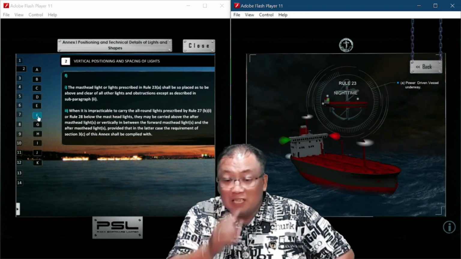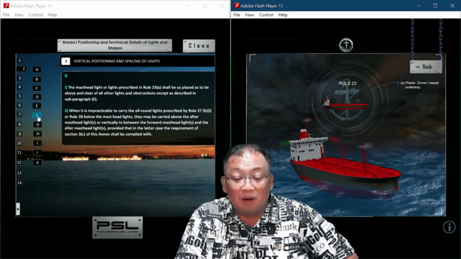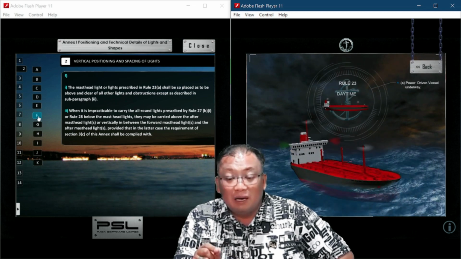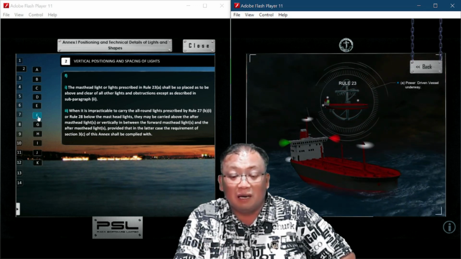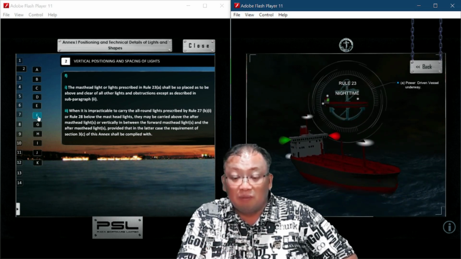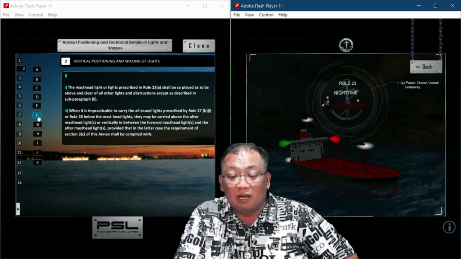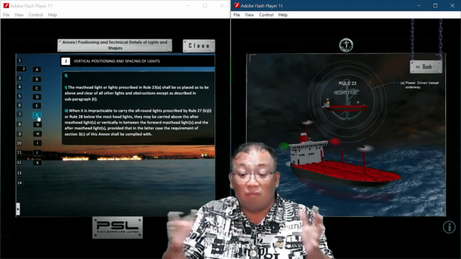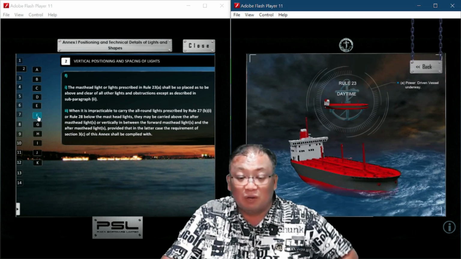So, when it is impracticable to carry all around lights prescribed by Rule 27 Bravo 1 or Rule 28 below the masthead light, they may be carried above the after masthead lights or vertically in between the forward masthead lights and the after masthead lights, provided that in the latter case a requirement of Section 3 Charlie of this annex shall be complied with. Okay, let's talk about this more. It will create confusion if I have to rediscuss this one.